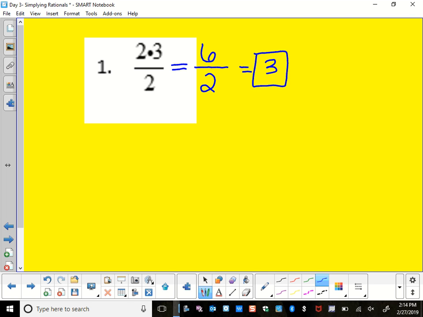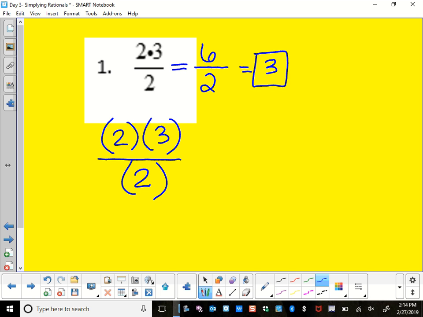All right, we also can do 2 times 3 divided by 2. If I cancel out from top to bottom, what cancels out? The 2's. Your 2's are gone. What am I left over with? 3. This is what we are doing today. If they are being multiplied, then we can cancel them out from top to bottom and look to see what is left over.